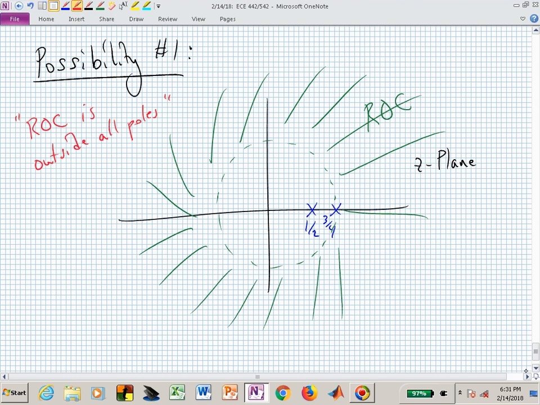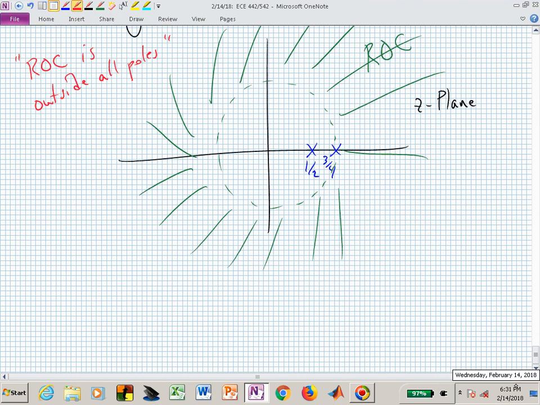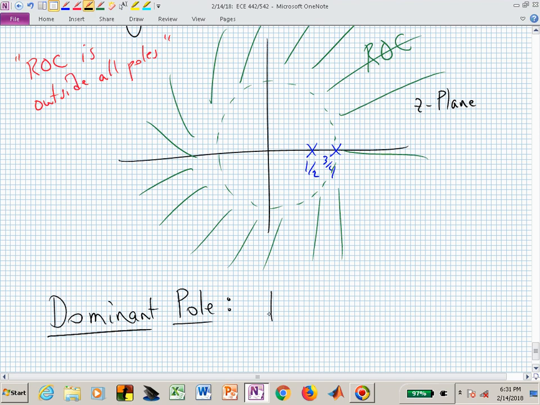Just for grins, what's the dominant pole? Or do we have any dominant poles? And what do I mean by dominant pole? It dominates the response. That's the dominant, and so that means that it's the slowest pole. And which of these poles is going to give us the slowest dynamic behavior?